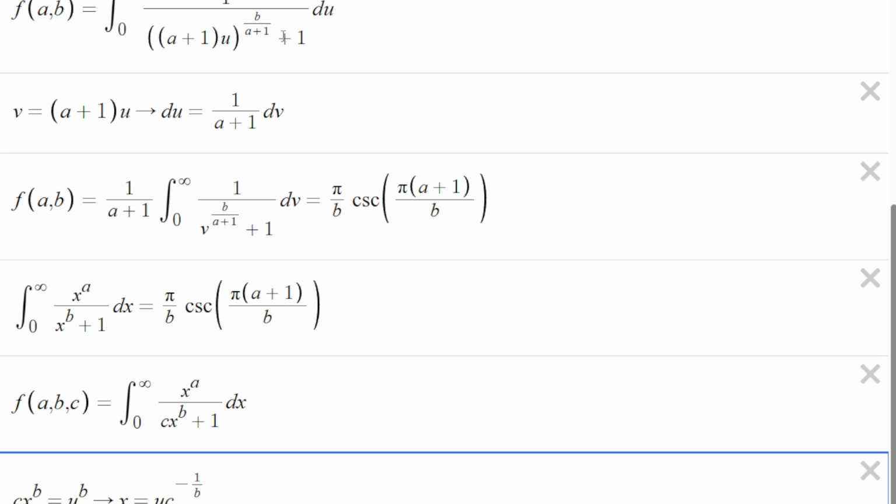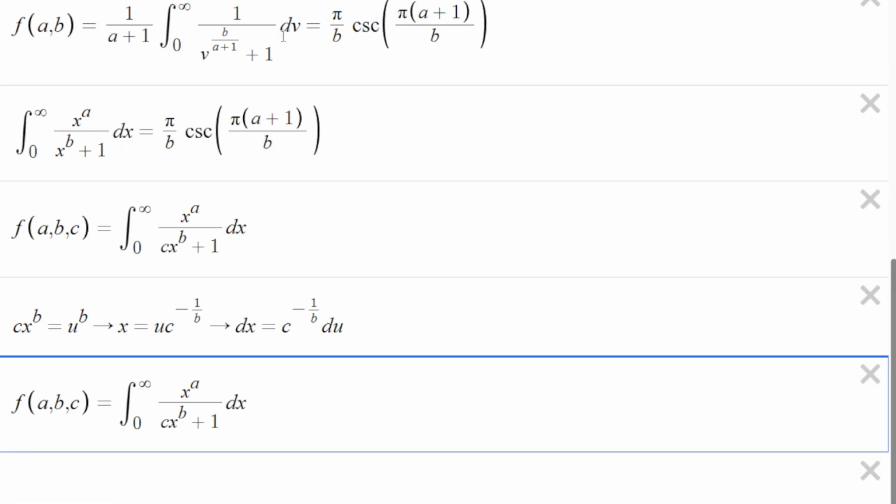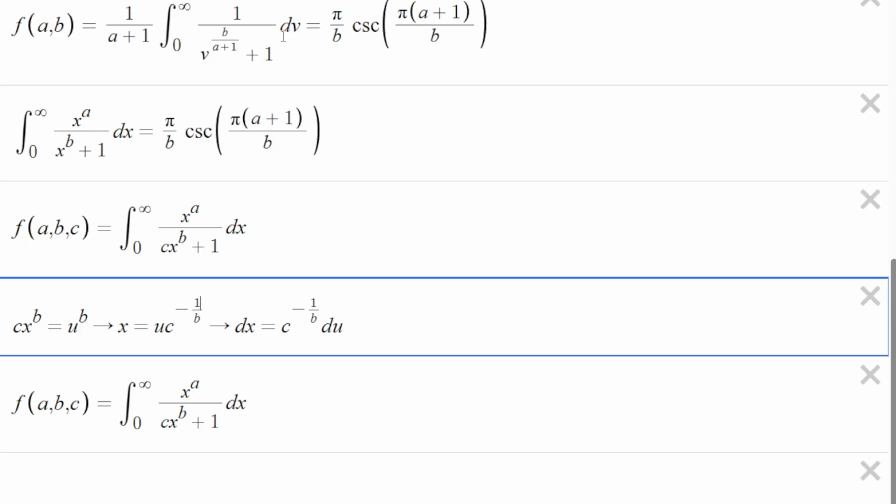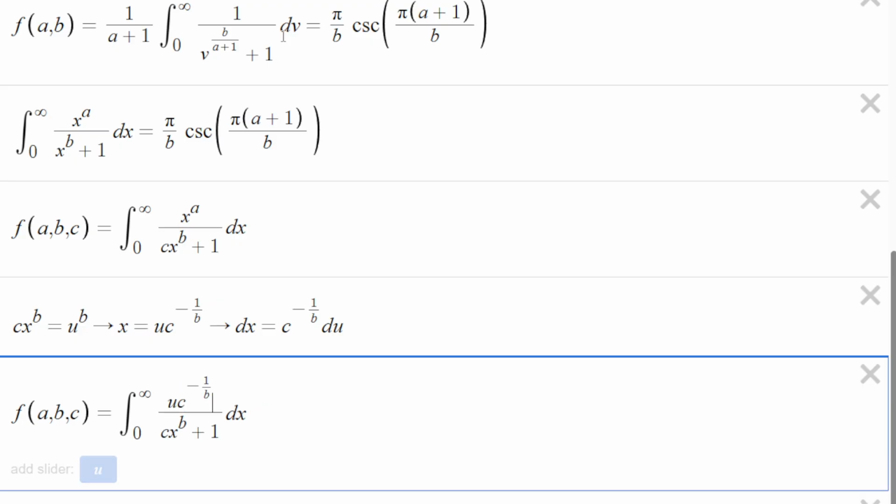And now we can solve for dx. This is going to imply that dx is just c to the negative 1 over b du. And we will plug that into our integral. All right, so applying that substitution, well, x to the a is going to be this thing raised to the a power. So that's going to bring an a upstairs, and we'll just have a u to the a there.